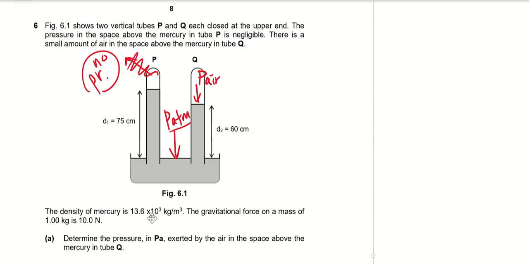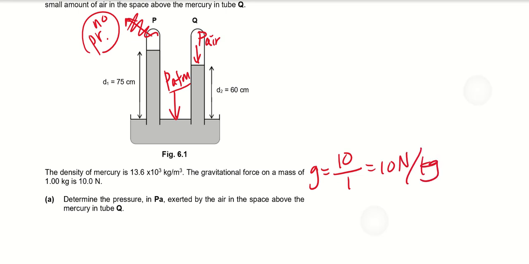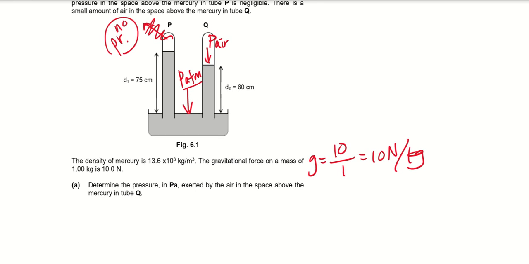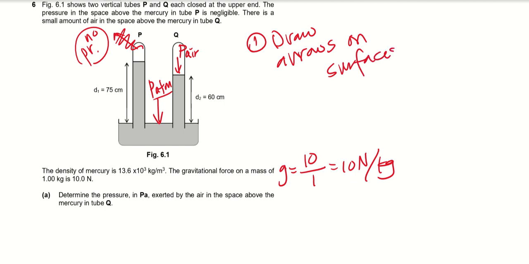Okay, density of mercury is 13.6 times 10 to the power of 3. Gravitational force on a mass of 1 kg is 10 Newton. Basically, it's just g equals to 10 Newton over 1 kg, so it's 10 Newton per kg. Just trying to be funny, this question. So determine the pressure in Pascal exerted by the air in the space above. So really, the first step is draw arrows downwards on surfaces that have pressure.